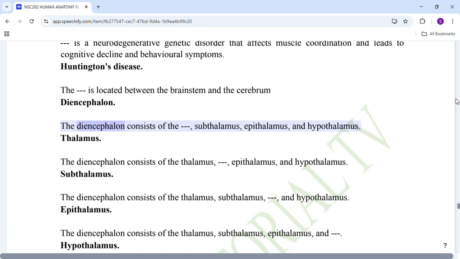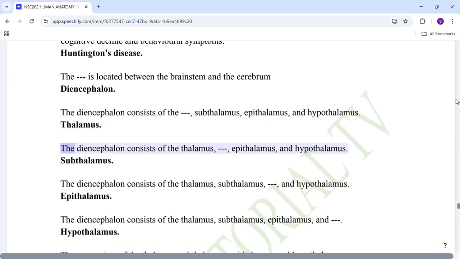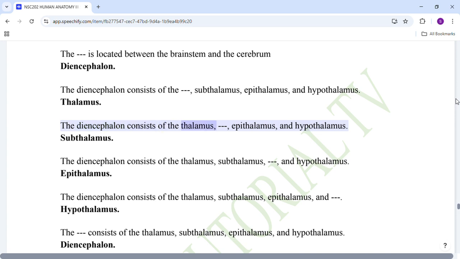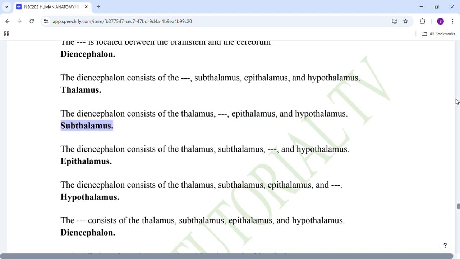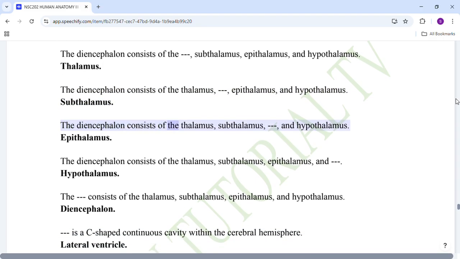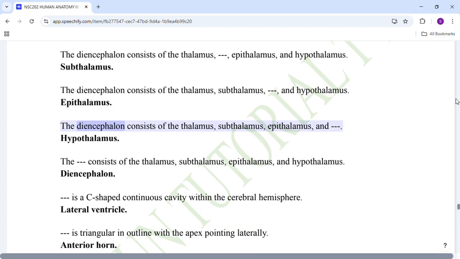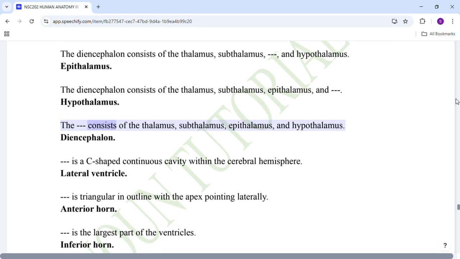The diencephalon is located between the brainstem and the cerebrum. The diencephalon consists of the thalamus, subthalamus, epithalamus, and hypothalamus.